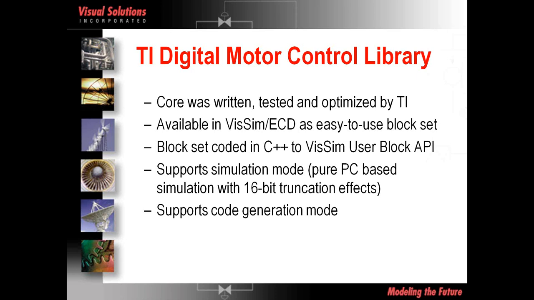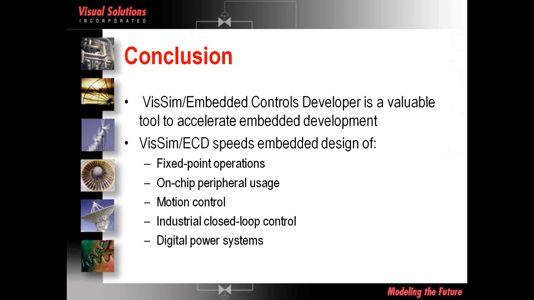VisSim has a user block API that's generically available. It's published and documented, and you can write your own blocks in that if you like. The simulation mode is also supported by the motor control block so that you can simulate your motor controller against actual motor models and do your entire control simulation against virtual motors. And the motor control library supports both simulation and code generation.